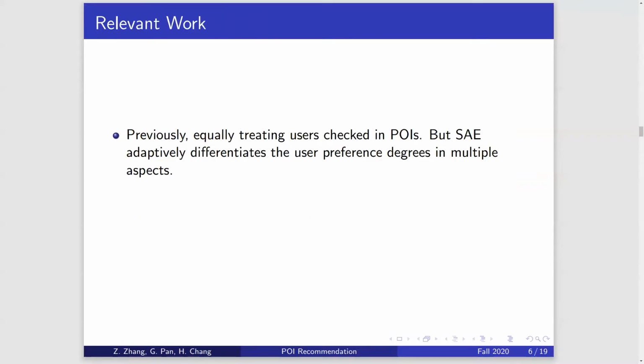In previous works, the methods just equally treat users' checked-in POIs, but in the proposed method, the SAE adaptively differentiates the user preference degrees in multiple aspects. Some other relevant personalized POI recommendation methods, such as matrix factorization, can often be seen. Some famous software, for example Netflix, use model-based methods which are built on matrix factorization. Some methods based on matrix factorization will be used as a comparison with the proposed method in this paper.